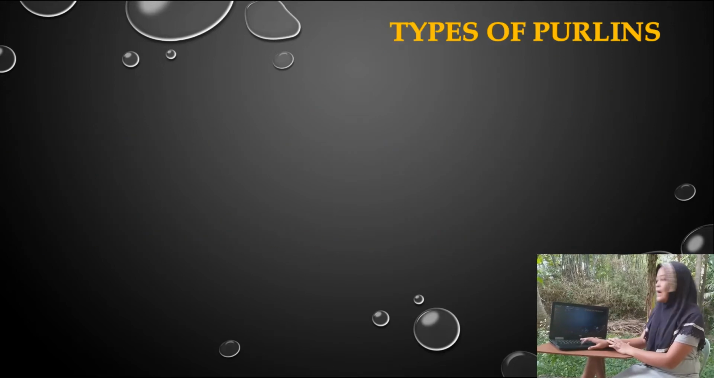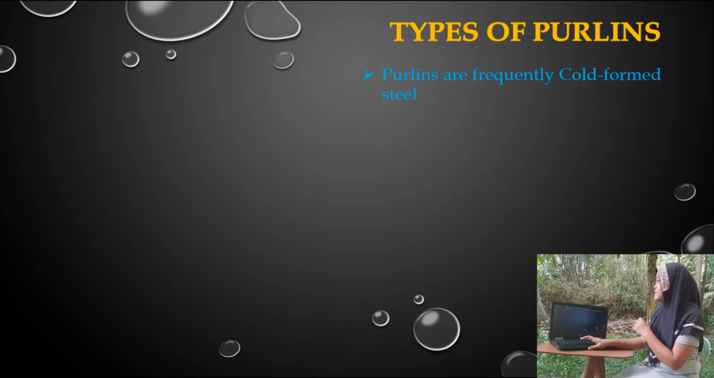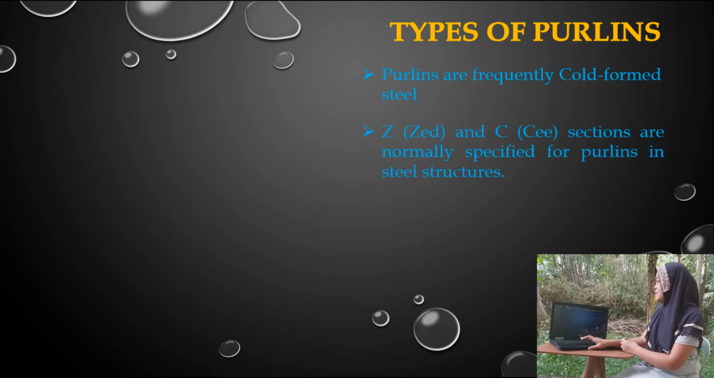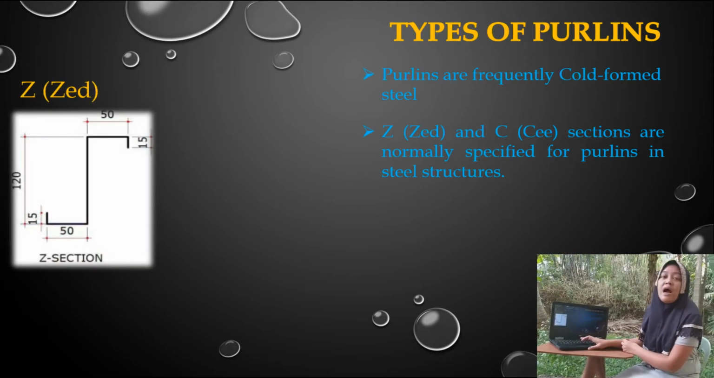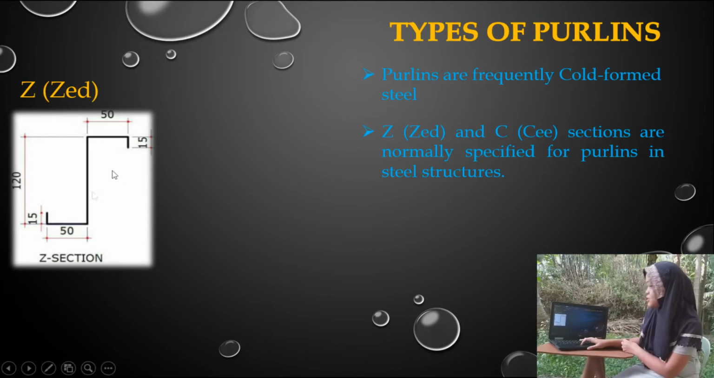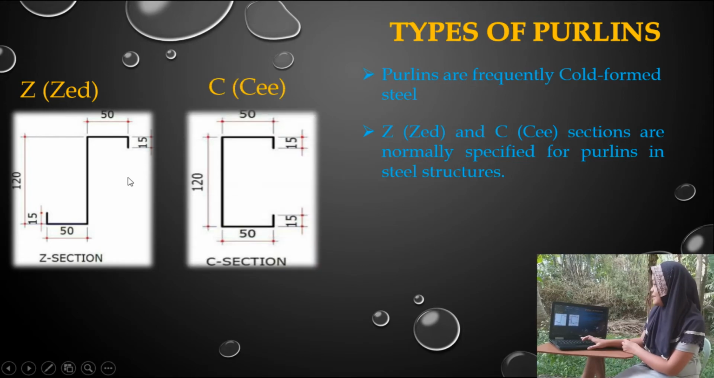So, ano ba yung uri ng ating purlins? Unang-una, yung purlins natin is frequently made siya ng cold form steels. So, usually, dalawa lang yung specified ng ating purlins. Andiyan yung Z and then the C sections natin. So, ano ba yung Z? Ang Z natin is usually naka-form siya into Z shapes. And then, yung ating C section is, as you can see, nasa C shape section siya.